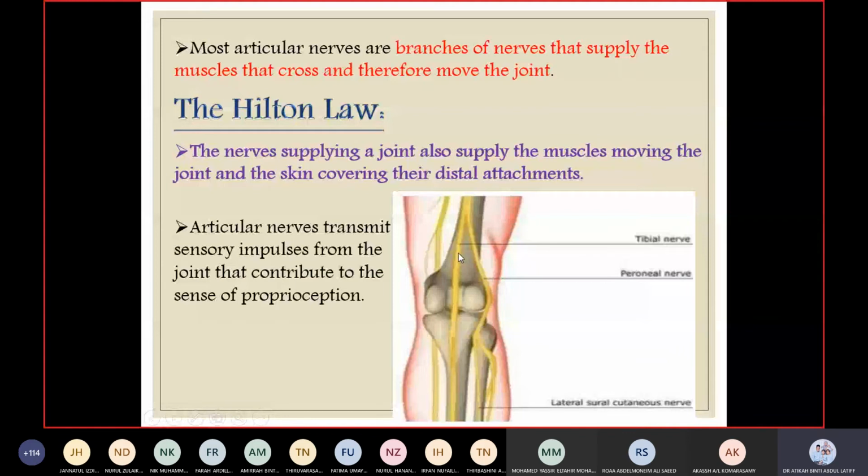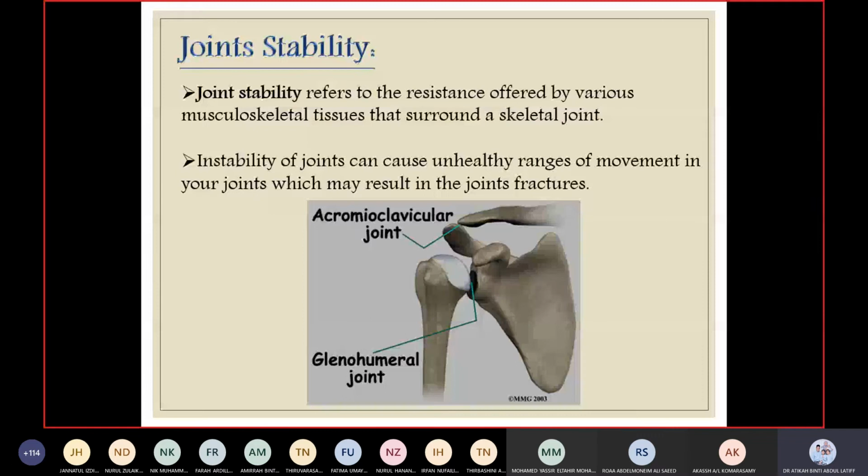In terms of joint stability, it refers to the resistance offered by various musculoskeletal tissues that surround a skeletal joint. Instability of the joint can cause unhealthy range of movement in your joints, which may result in joint fractures. So what are the factors that contribute to joint stability? Number one, the shape, size, and arrangement of the articular surfaces.